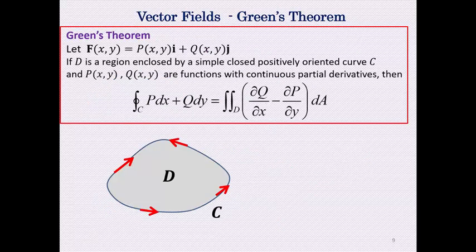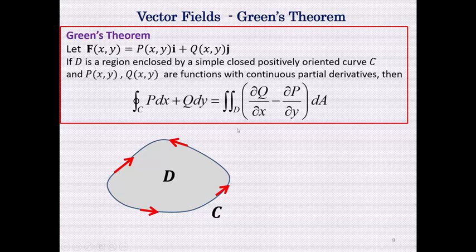Now, Green's theorem. As I mentioned earlier, this is a two-dimensional result. We take a two-dimensional vector field Pi plus Qj. We take a region enclosed by a closed simple curve C, and the orientation has to be positive. Furthermore, the component functions for F must be functions with continuous partial derivatives. Continuity of partial derivatives is to ensure that this term on the right makes sense. So these are just some technical conditions.